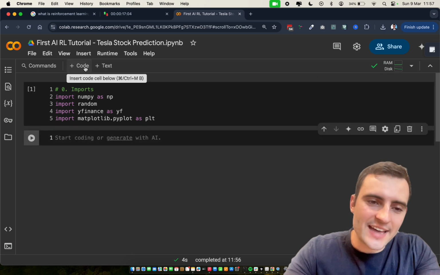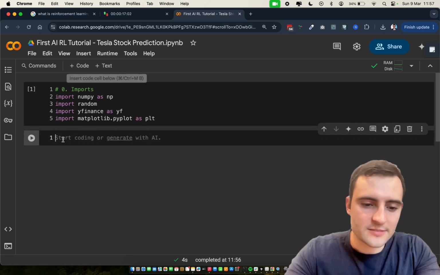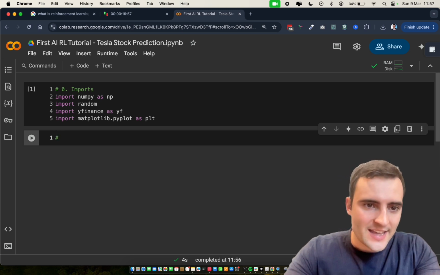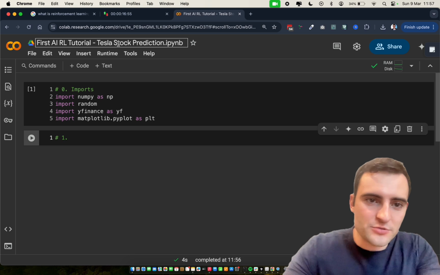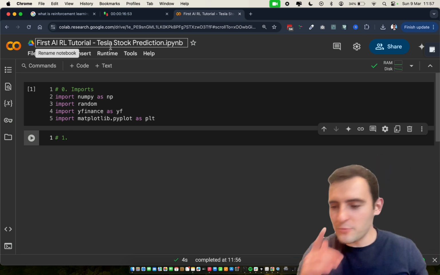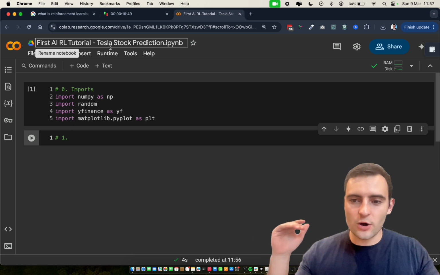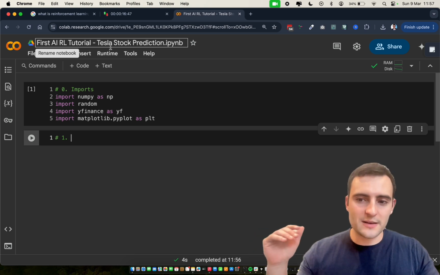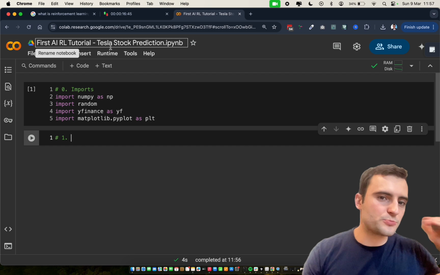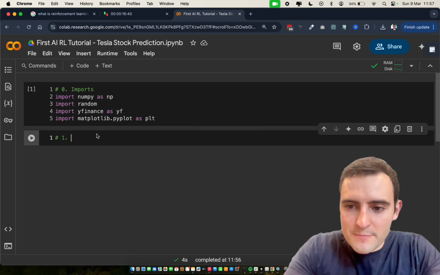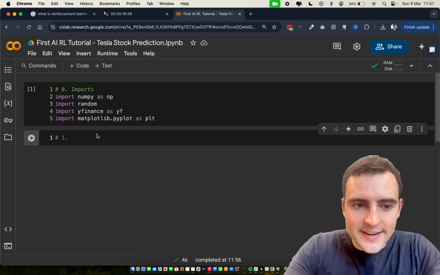Next, I'm going to add another code block, and this is just our continuation or what we do next. And as I said, we're going to be using reinforcement learning, and what I want to see in this tutorial is how does it compare if we randomly hold a stock or buy and sell versus we use this reinforcement learning algorithm. And first of all, I'm going to import all of the Tesla finance data.